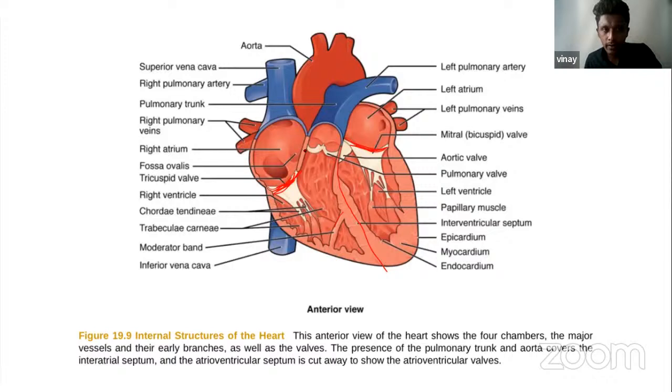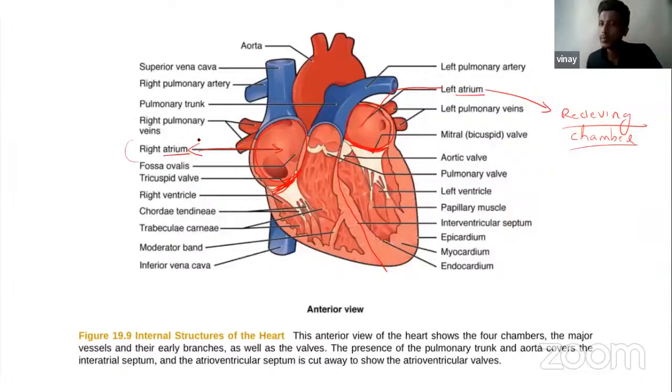Now, whatever you see here and whatever you see here is called the right and left atrium. This is the left atrium and this is the right atrium. The atria are called the receiving chambers. What are the atria called? Receiving chambers. They receive the blood. So now we have 2 atria.